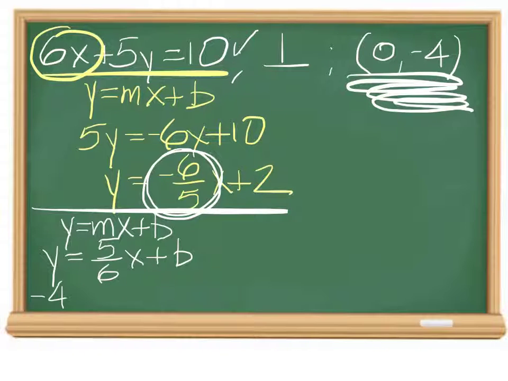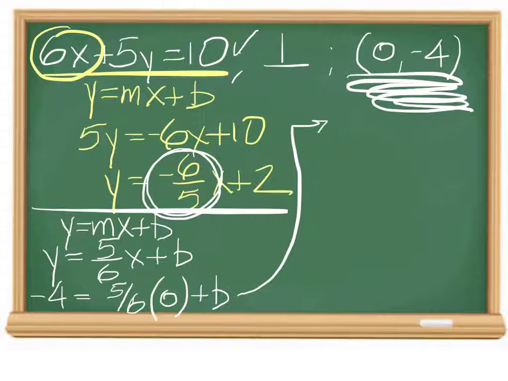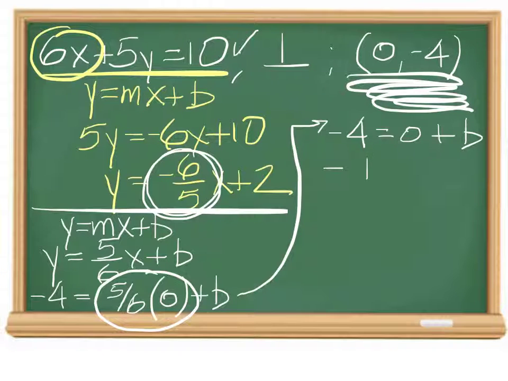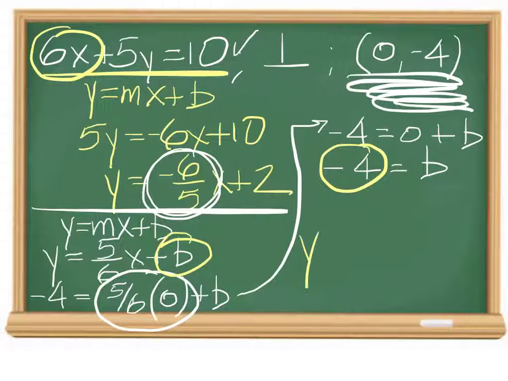Y is -4, and x is 0. When I simplify that by doing this multiplication, it just comes out to be 0. And 0 plus b is simply b. So b must be -4. Insert that right there. Y equals 5 over 6 x minus 4.